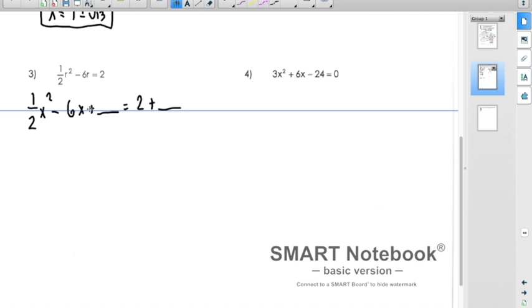But my procedure says I have to have just 1 x squared. This says I have 1/2. Well, how do I get rid of fractions? I'm going to have to multiply each piece by 2. That way that cancels out. I'm left with x squared minus 12x plus the blank equals 4 plus that blank.